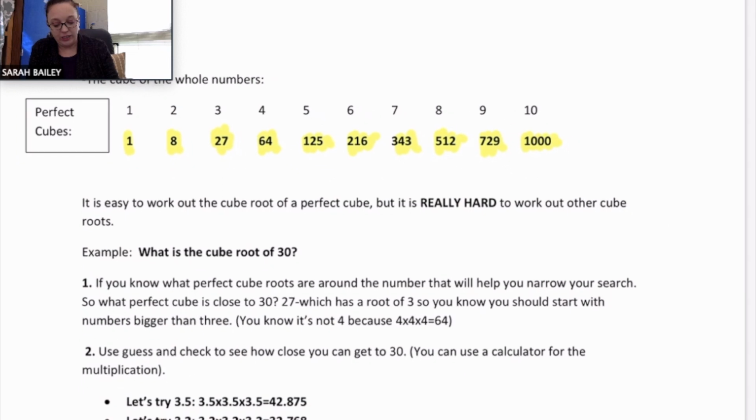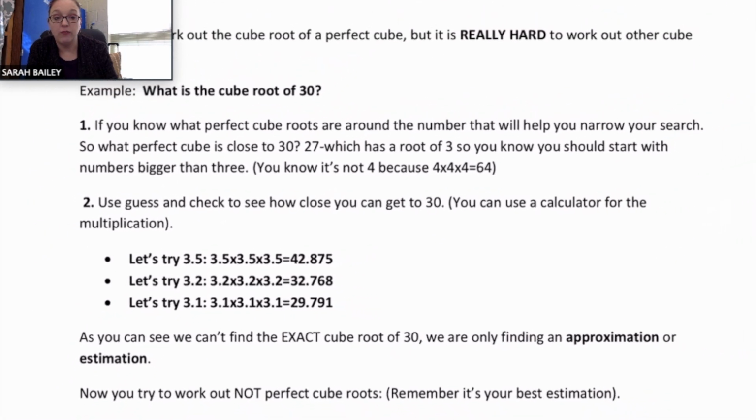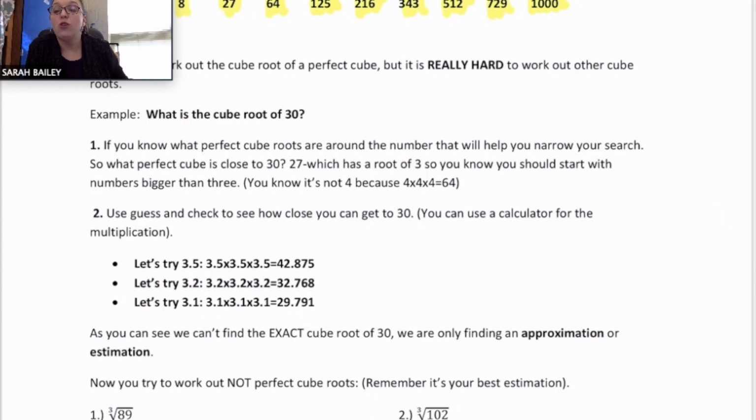It says here, it is easy to work out the cube root of a perfect cube, but it's super hard to work out the other cube roots. So for example, if I had to find the cube root of 30, let's see what it says to do here if you don't have a calculator. If you know what perfect cube roots are around the number, that's going to help us narrow our search. So they're saying what perfect cube is close to 30.